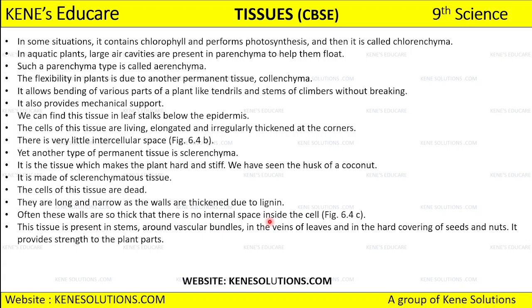Cell के अंदर कोई भी internal space present नहीं होगा, and this tissue is present in stem around the vascular bundle. तो ये sclerenchyma tissue कहाँ पे present होता है? Stem के यहाँ पे present होगा, around the vascular bundle, in the veins of the leaves and in the hard covering of the seeds and nuts as well.